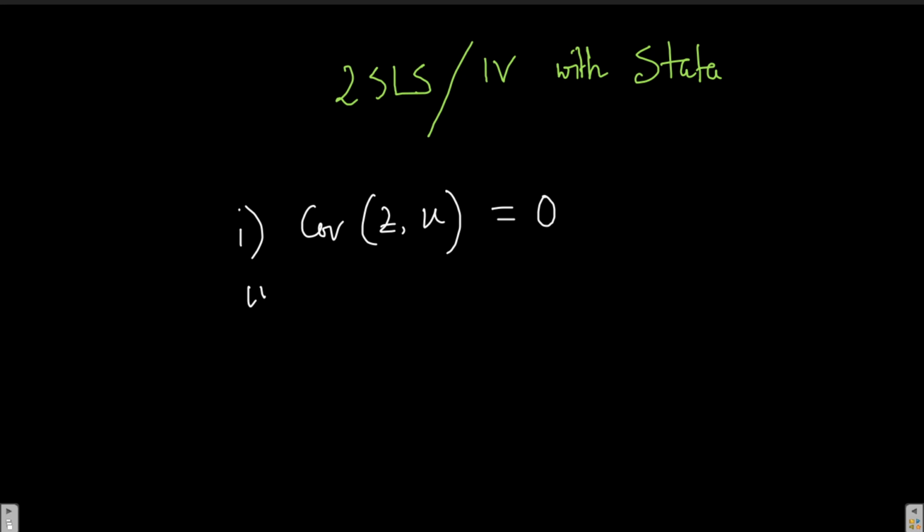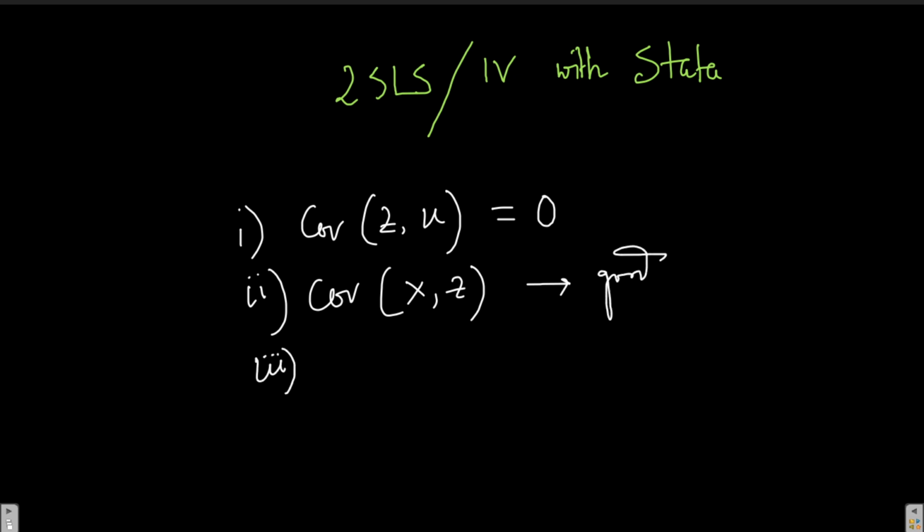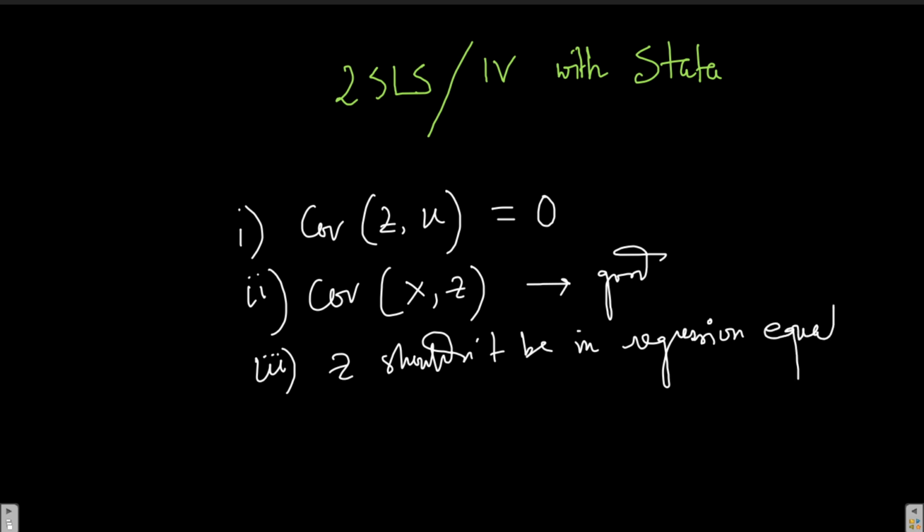The second condition is that the covariance of z and x has to be high, or significantly good. And the third is that z shouldn't be in the regression equation on its own right. These three conditions we already know, but we are going to check these three conditions when we implement the code. Okay, let's just do that.